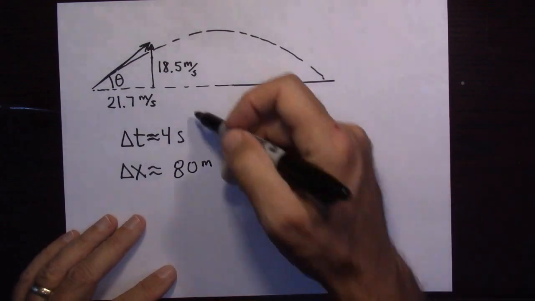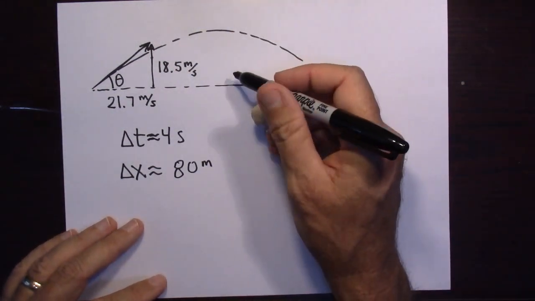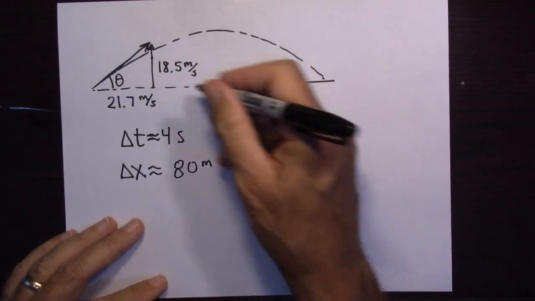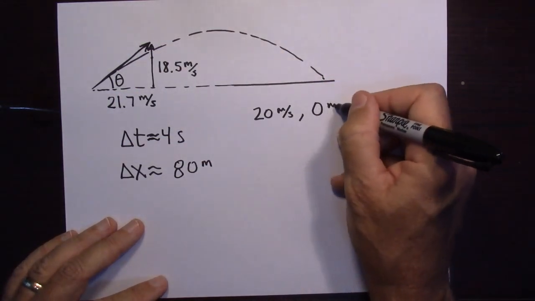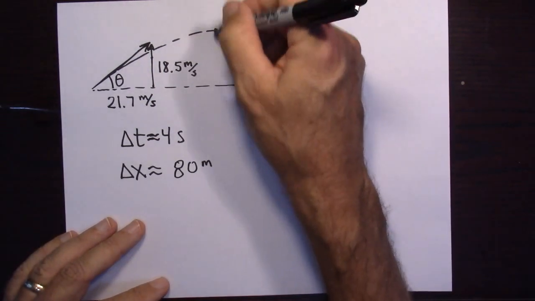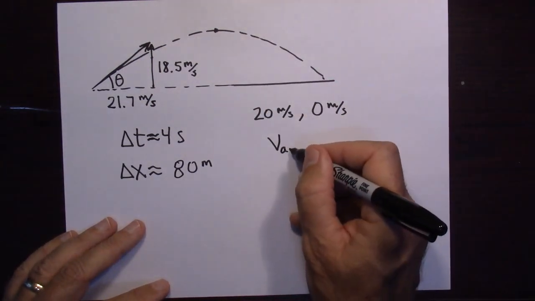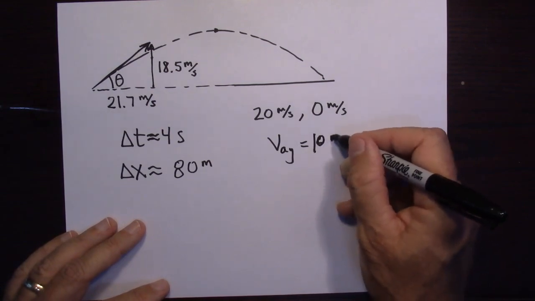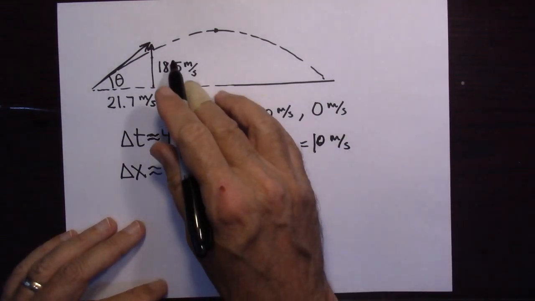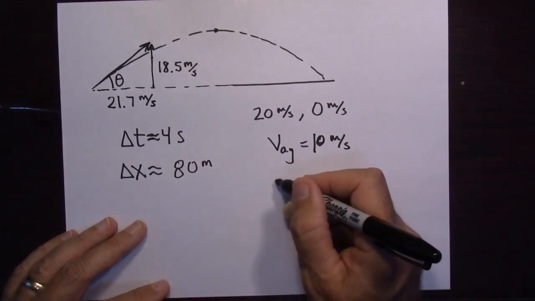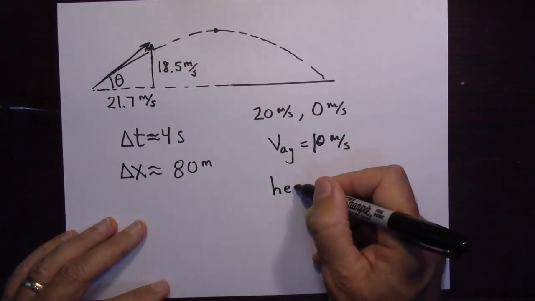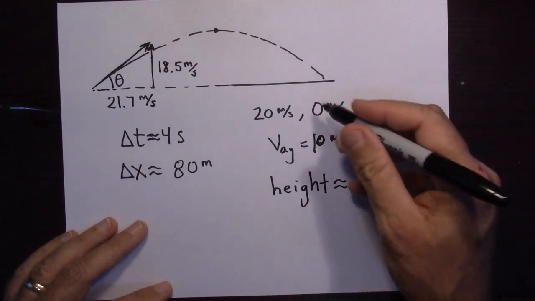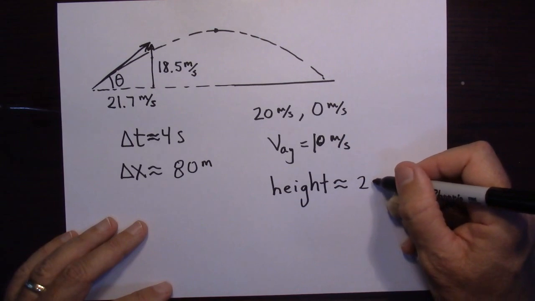Okay, how high is it going to go? Well, it starts out going almost 20 meters per second in the y direction, and then goes to 0 meters per second at the top. It's not moving in the y direction. So your average velocity in the y direction is 10 meters per second. And it does that for 2 seconds to get up to the top, so the height is going to be approximately, if it takes 2 seconds, it'll be 20 meters.